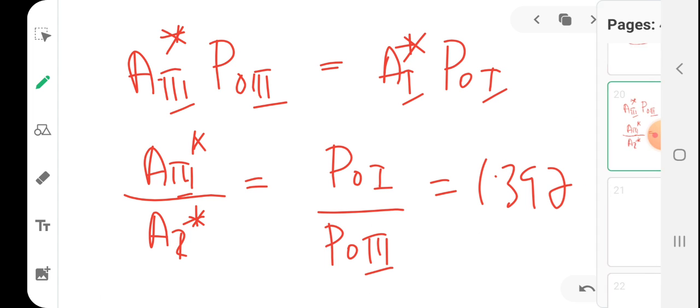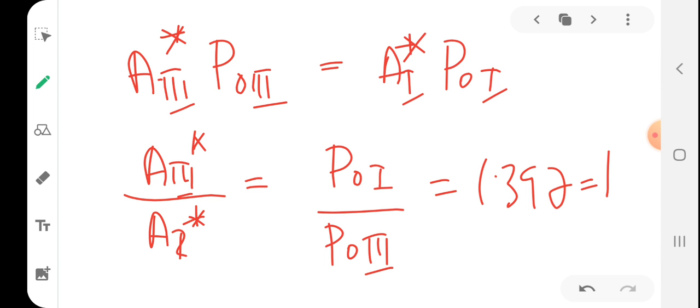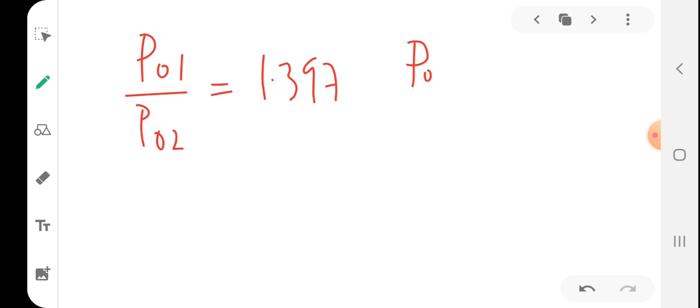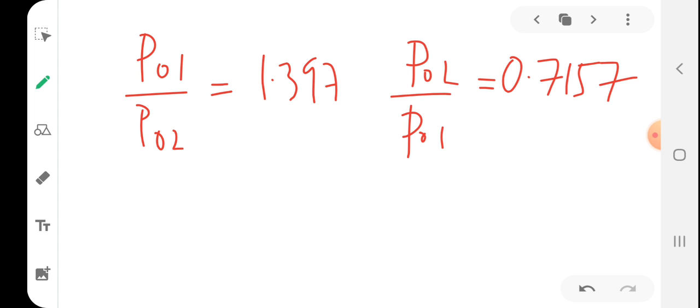So you can write it as P03 by P01, which will be equal to P02 by P01. 1 is the upstream of the normal shock, 2 is the downstream of the normal shock. So students, P01 by P02 is obtained as 1.397, means P02 by P01 is the inverse. You will get 0.7157, right?